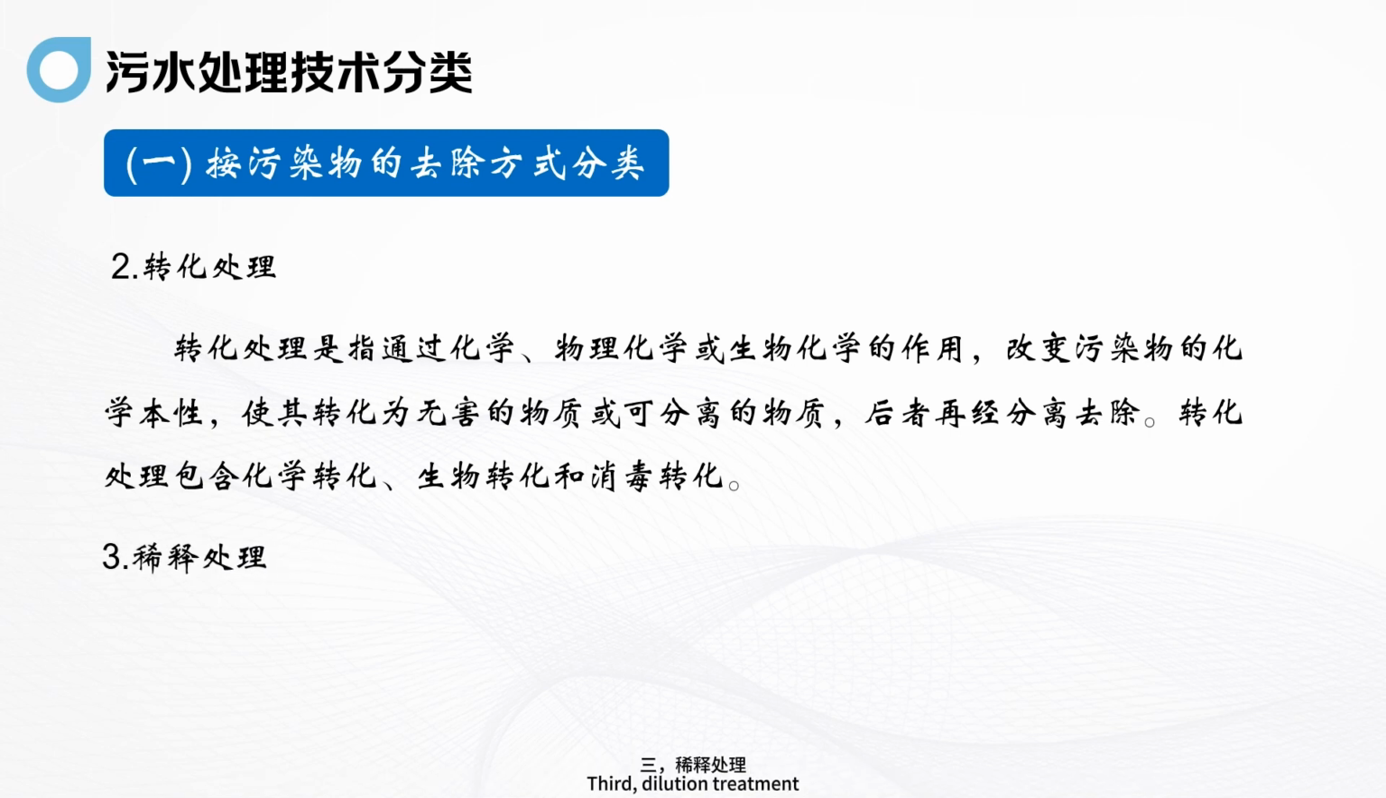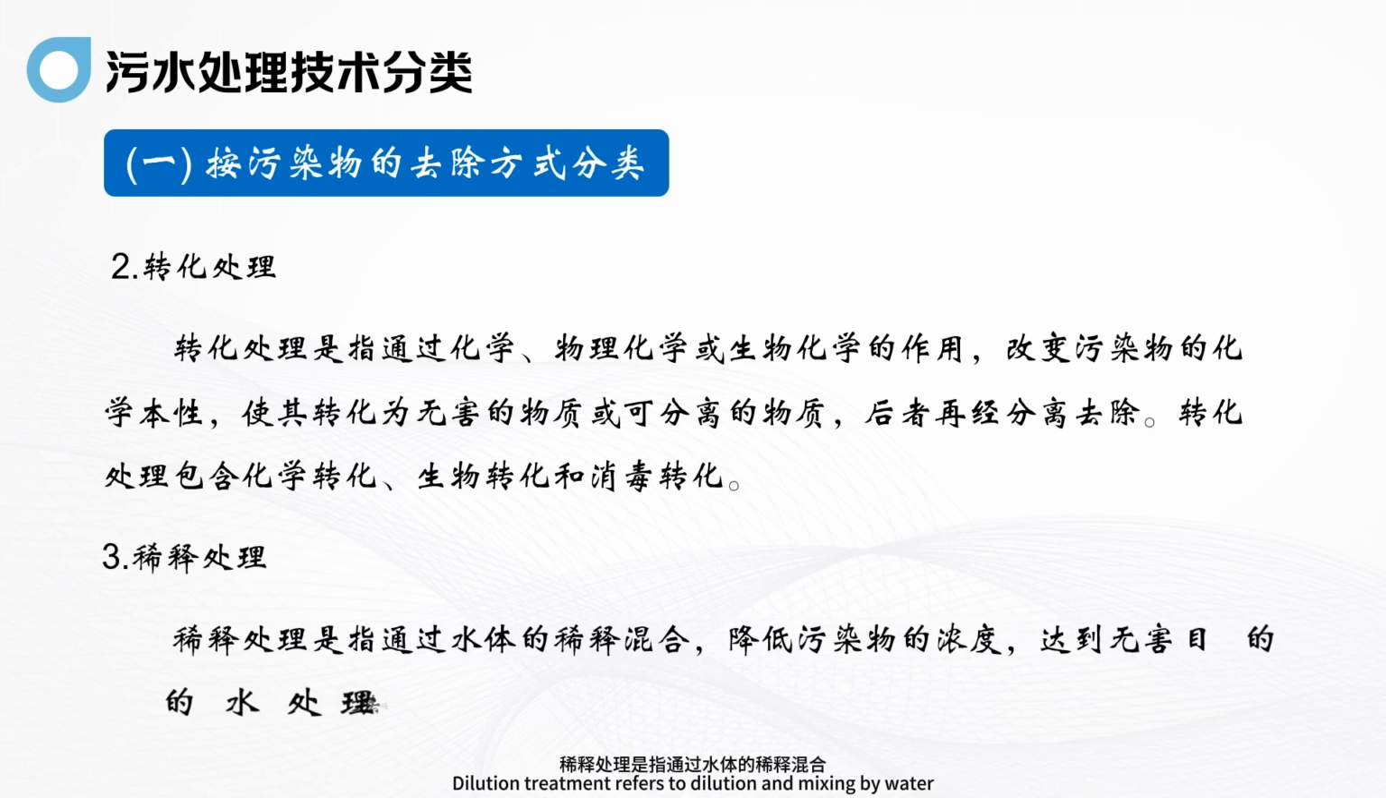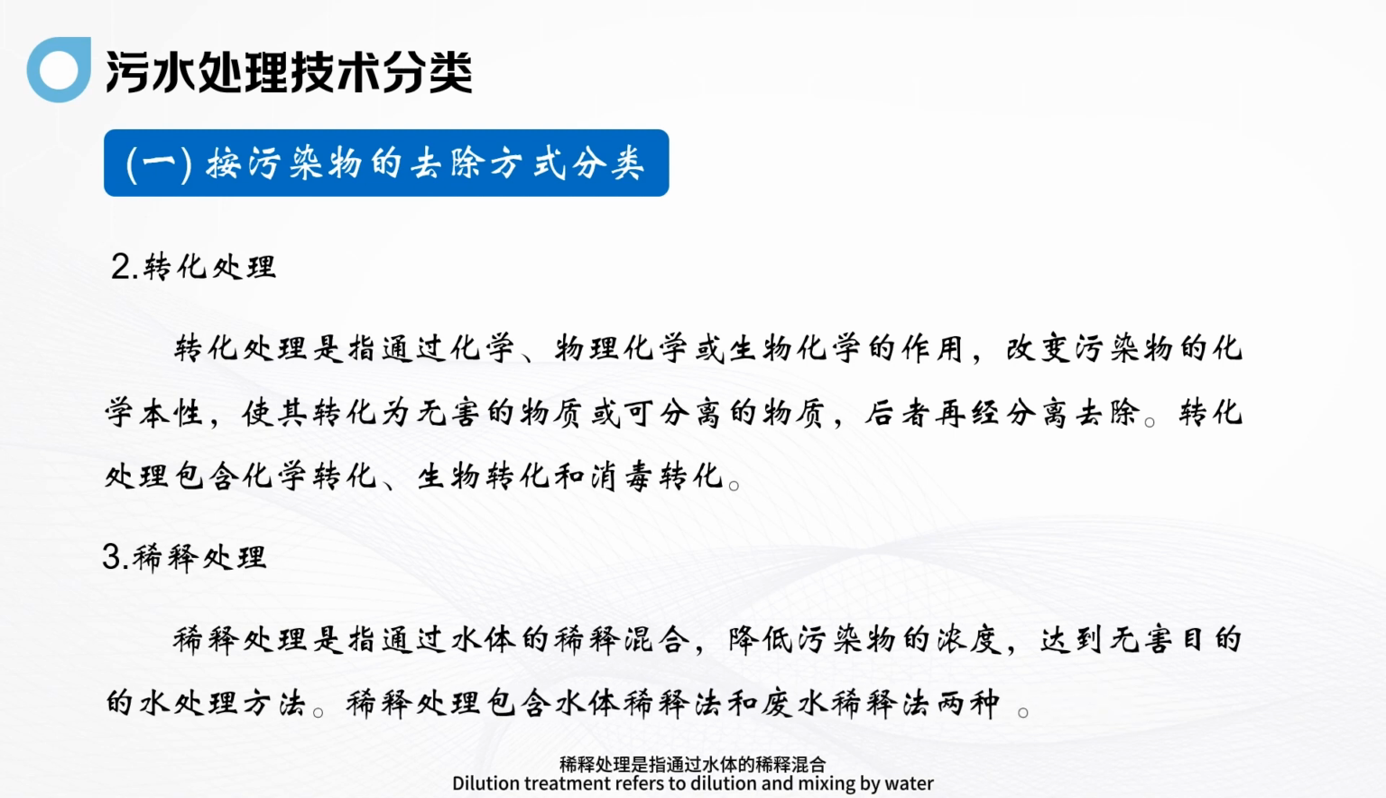Third, dilution treatment. Dilution treatment refers to dilution and mixing by water, reducing the concentration of pollutants. It is a water treatment method for achieving harmless purpose. Dilution treatment includes water dilution method and wastewater dilution method.